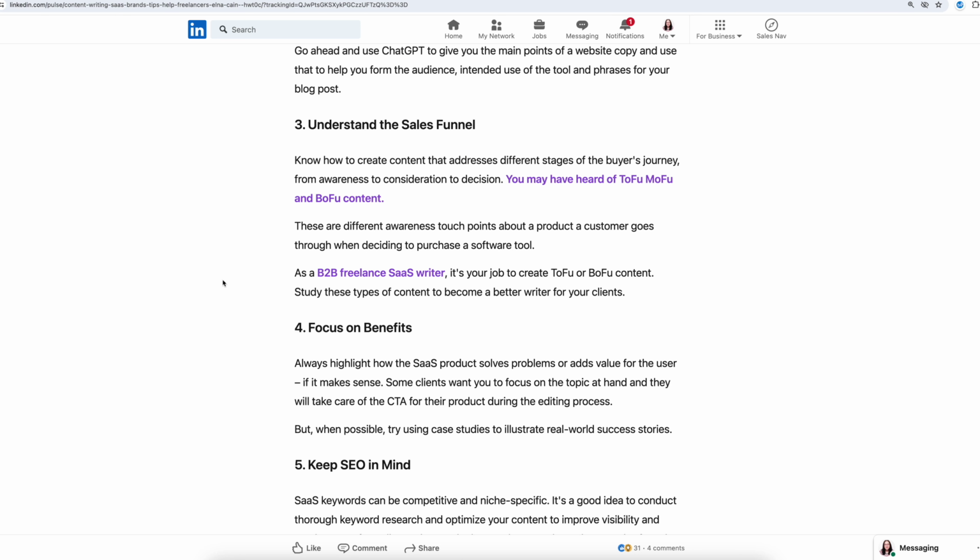Make sure you understand the sales funnel. So know how to create the content that addresses different stages of the buyer's journey. All right, I recently wrote on LinkedIn about BOFU content, bottom of the funnel content. When you think of a funnel, especially B2B, there is top of the funnel content, middle of the funnel content, and bottom of the funnel content. Typically, businesses hire you for TOFU content, but it's a good idea to become familiar with BOFU content. That's having a deep knowledge of the products of your clients.